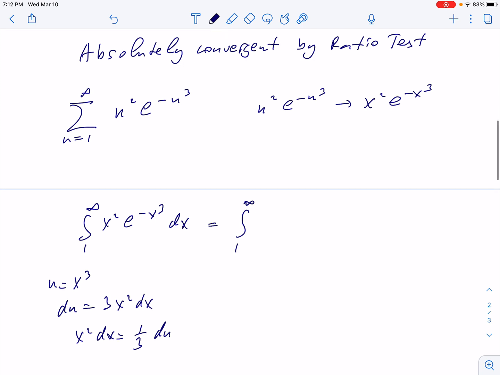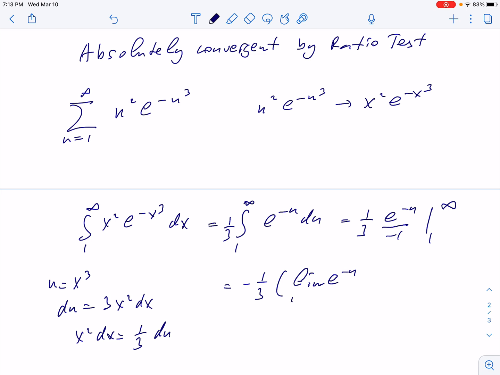So what we have, 1/3 in front. I'm writing exponential negative u du. We can integrate exponential easily. So this exponential negative u over negative 1 to infinity. And let's write negative 1/3 in front. And here we have limit exponential negative u when u goes to infinity minus exponential negative first power.